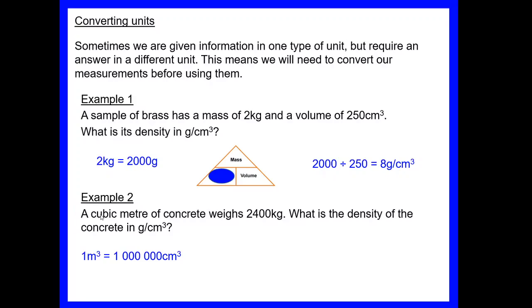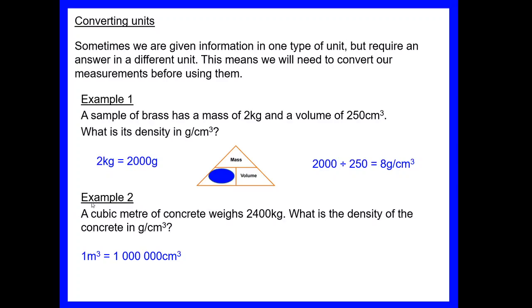So 1 cubic metre is 1 metre cubed. We need to change that to centimetres cubed. So remember, we need 100 centimetres per metre. So we've got 1 times 100 times 100 times 100. When it's cubed, we've got to multiply it by 3 times. So that gives us 1 million centimetres cubed. So hopefully you've got that noted down from our prior knowledge page earlier.